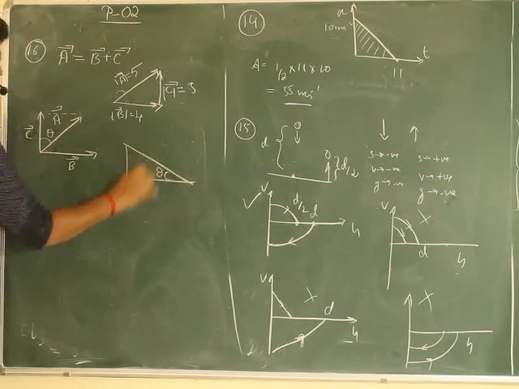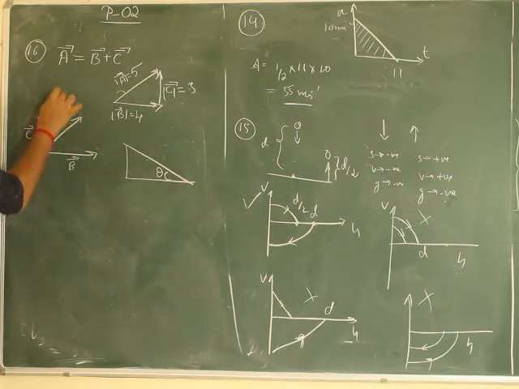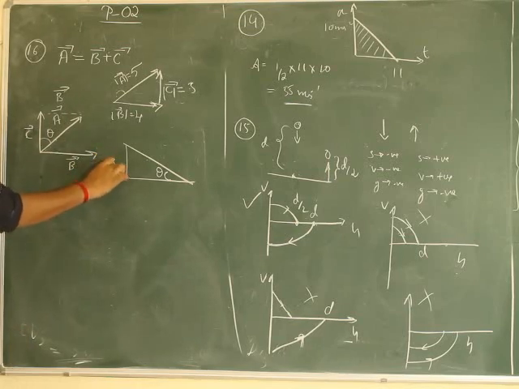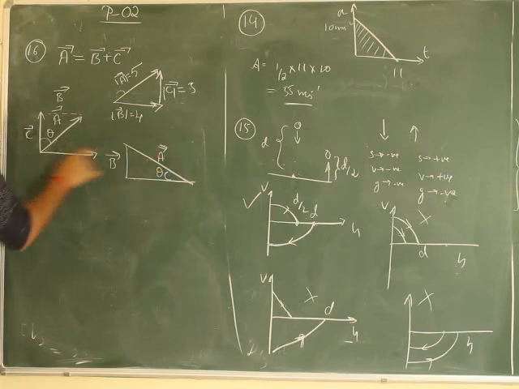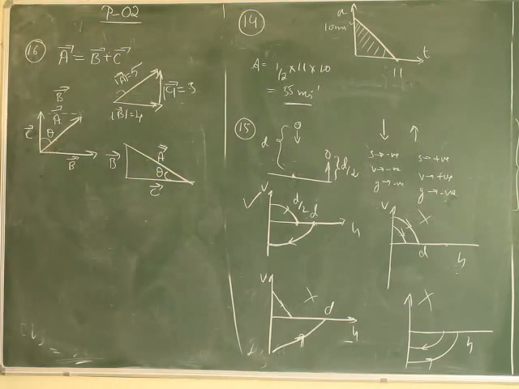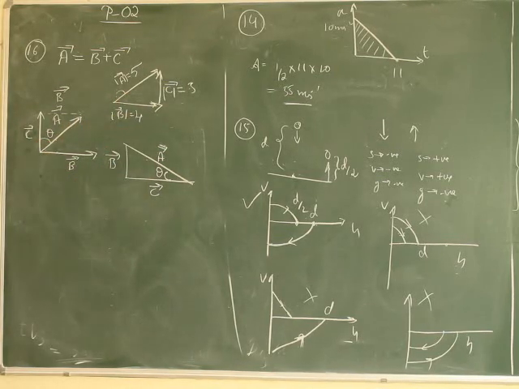If this becomes theta, what does this become? This becomes vector B. Am I right? Opposite side becomes vector B. What about this one? This one becomes A. Base becomes C. Compare these two. I have drawn it in a different geometrical shape.